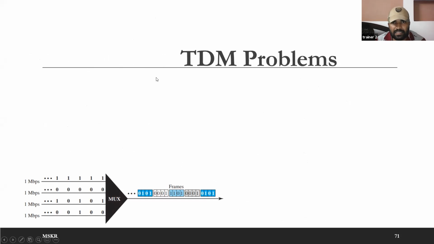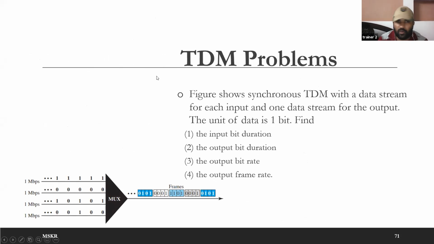Okay, let's see the problem from TDM. So this is the problem that I already explained in the last class, but I think you have a little bit less clarity on this problem. So let me explain this again. So as you can see here, these are the 4 channels that are multiplexed with the help of synchronous TDM.